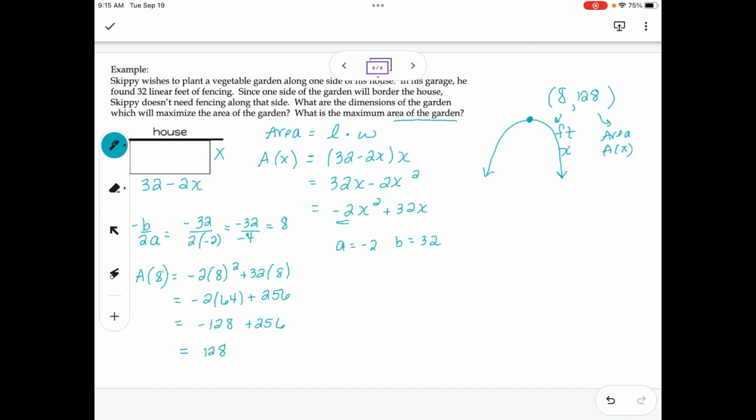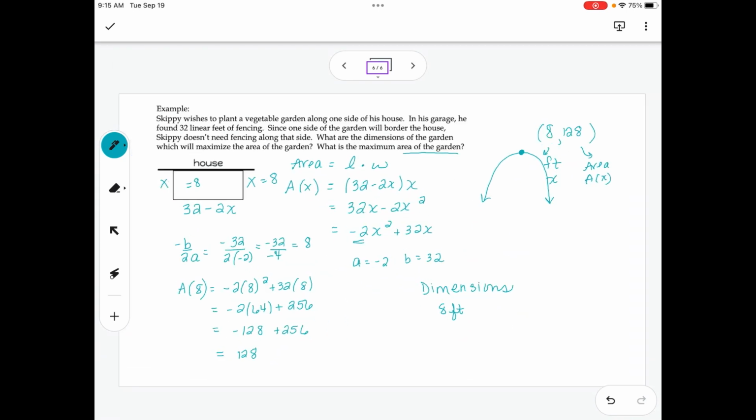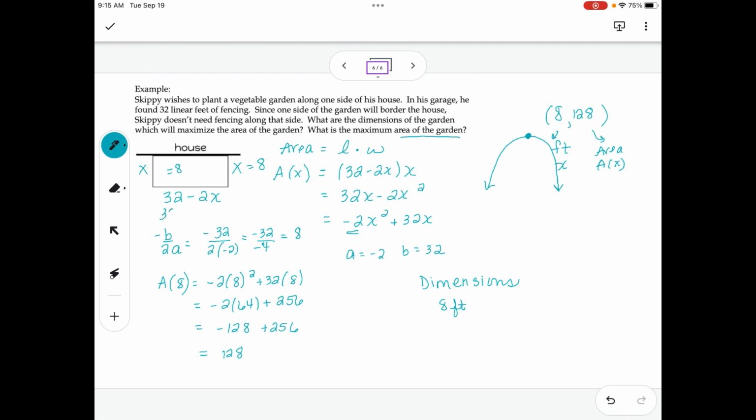So if my x value is 8, that means the width of each side, so the dimensions, is going to be 8 feet, because here's going to be 8 and here's going to be 8. Then I can find what this part is by taking 32 minus 2 times 8, or 16. 8 feet by 16 feet. This will provide me a maximum area. And if you take 8 times 16, that will give you the area of 128.